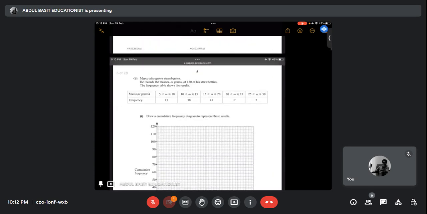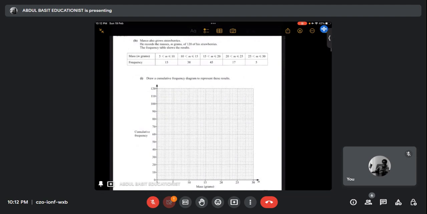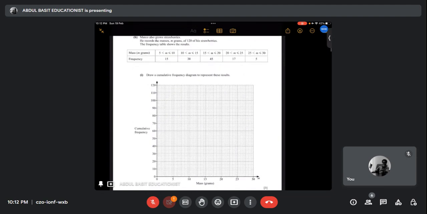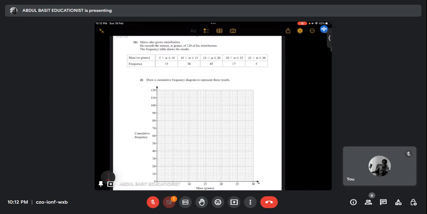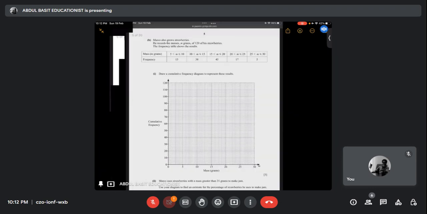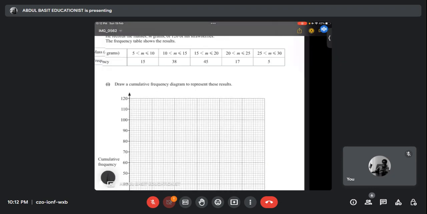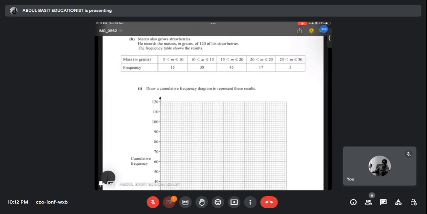Okay, sir. Now they say that Marco also grows strawberry. It was part B of this question. Now that's the question having a cumulative frequency curve. Marco also grows strawberry. He records the mass m grams of 120 strawberries, and so it means that the total frequency is 120. Is this clear, everybody? Right, Ramsha? Okay. Now we have to draw the cumulative frequency diagram to represent these results.